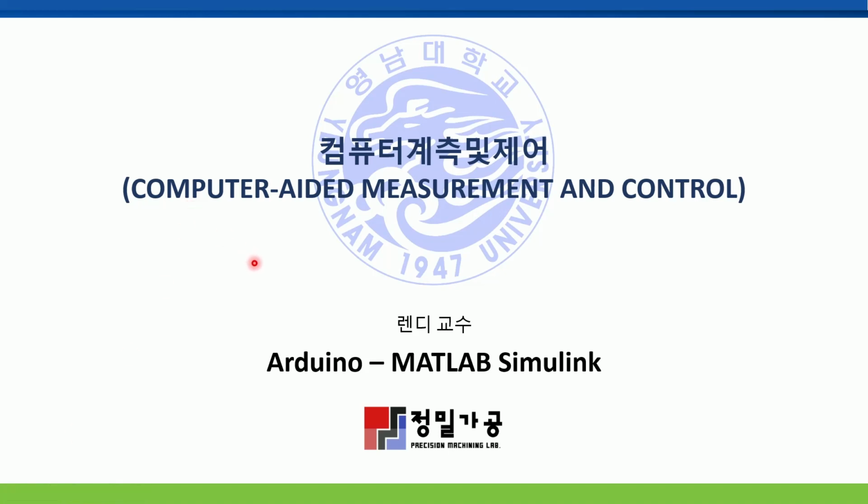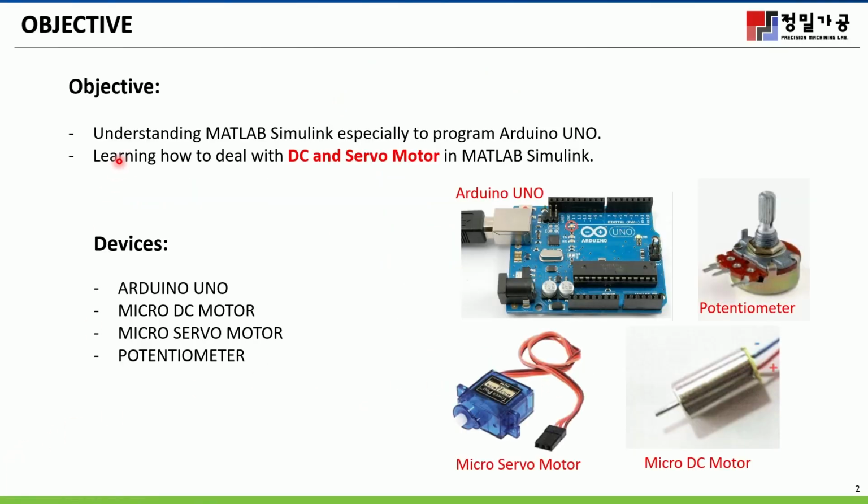This one is our final lecture for this class, Computer Aided Measurement and Control. We want to repeat the study of the DC motor and servo motor, but today we are going to study them in MATLAB Simulink. The objective of this study is to deal with the DC and servo motor in MATLAB Simulink, especially programming Arduino Uno.